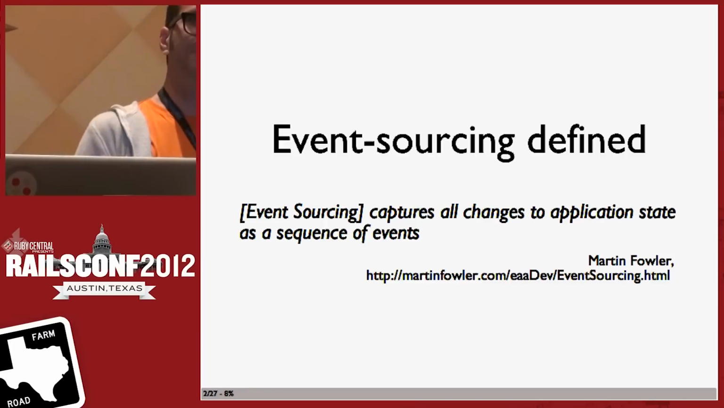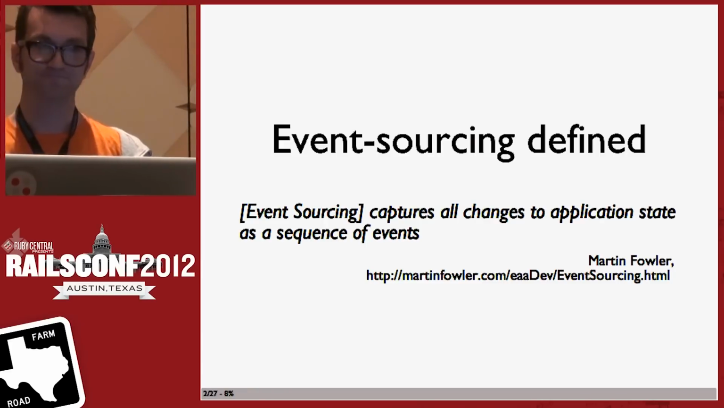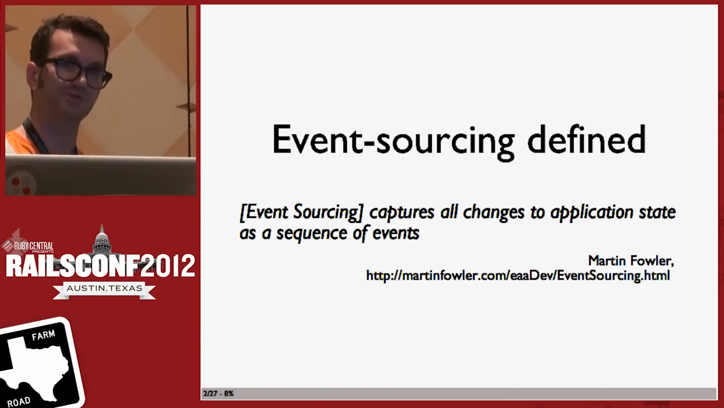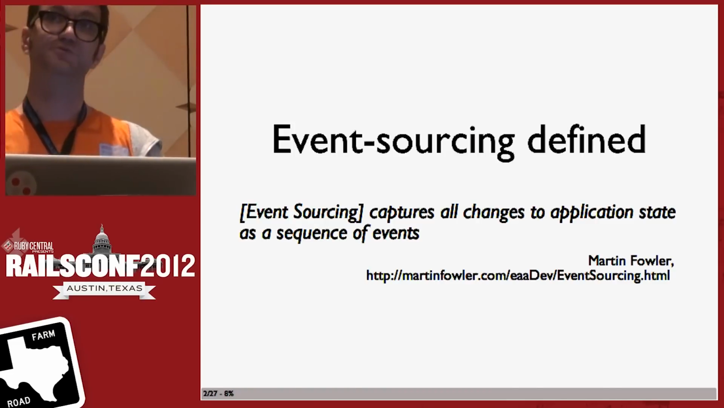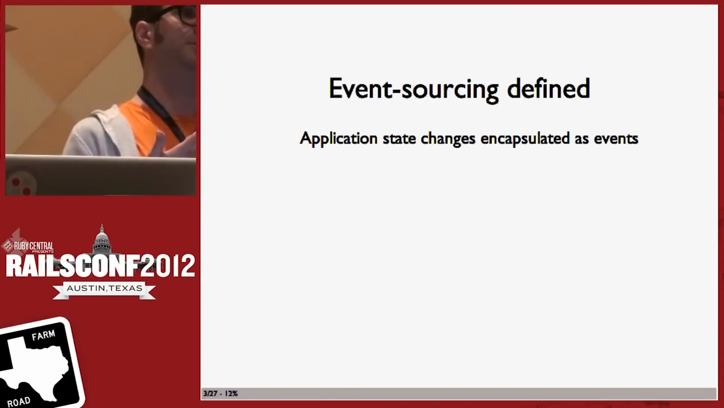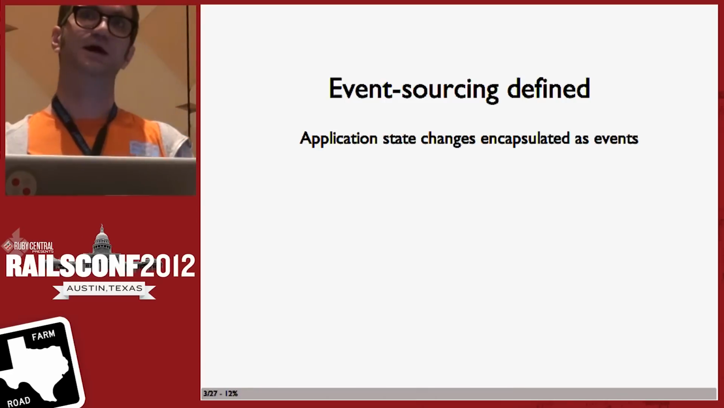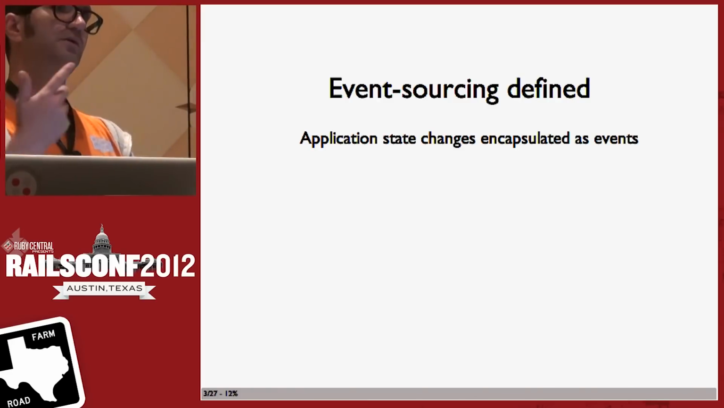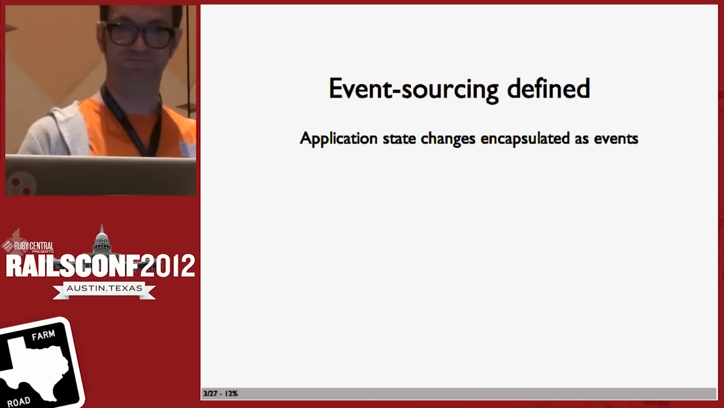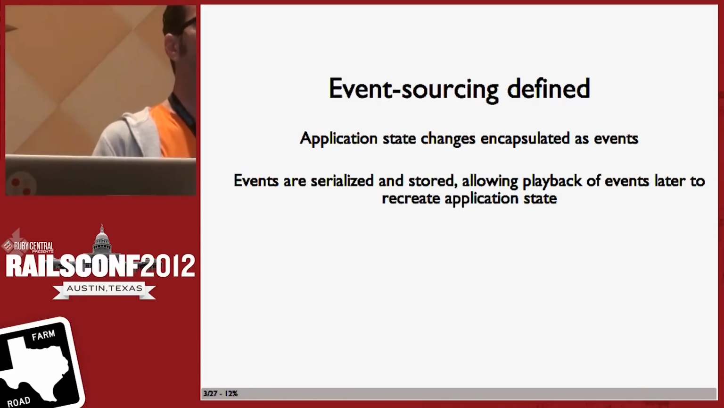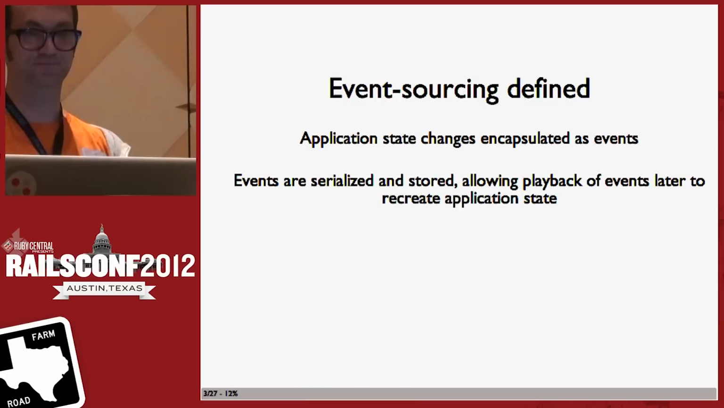Let's talk for a second about event sourcing and event source data. Fowler defines event sourcing as capturing all changes to an application state as a sequence of events. And what does that mean? So application state changes get encapsulated as events. Whenever your application state changes, a counter increments or something like that, that's an event, and there's some data associated with that event. An event encapsulates that, keeps it all in one place. What that lets you do is serialize and store these events. So now you have a history of the changes to your data.